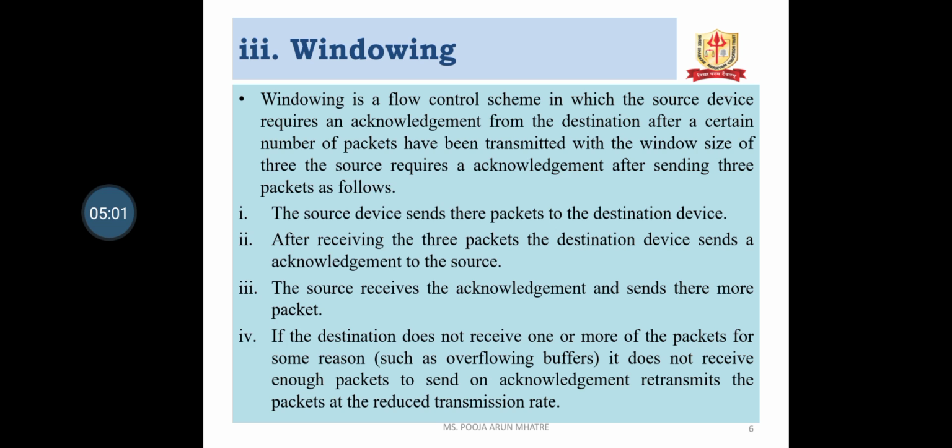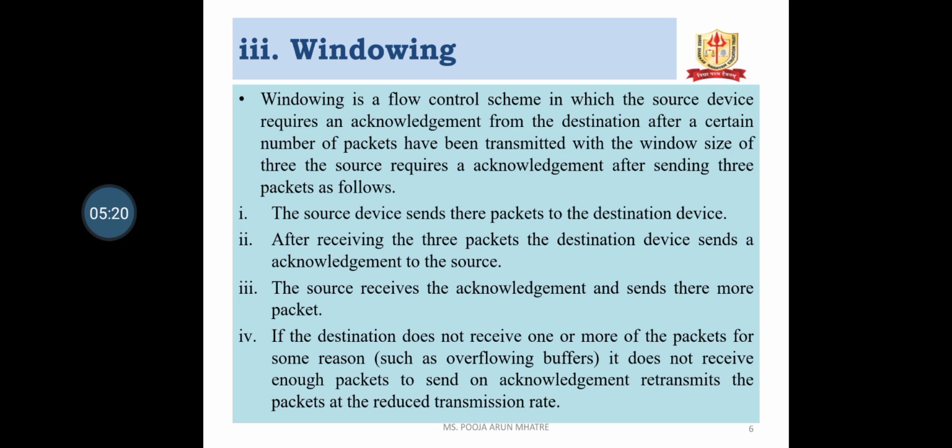Sending three packets works as follows: the source device sends three packets to the destination device. After receiving the three packets, the destination device sends an acknowledgement message to the source. The source receives the acknowledgement and sends three more packets.